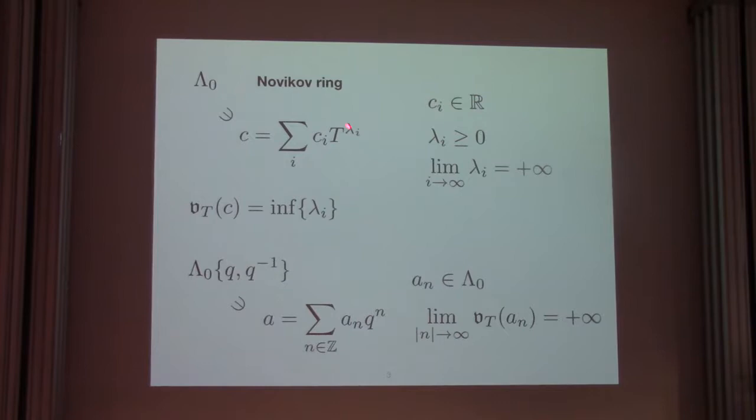And I want to put extra two parameters, Q and Q inverse. This is just one parameter, but you have infinitely many Laurent series. The assumption is that this coefficient goes to zero in this T-adic topology as n goes to plus or minus infinity. So this is going to be my ring, some kind of one extra parameter of the ring.